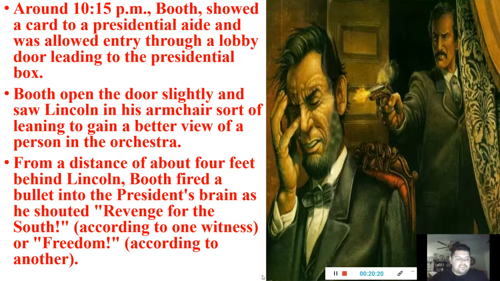Now, here's the thing. A lot of students ask me, where was the Secret Service? The Secret Service was around at that time, but their job was not to protect the president. It was to catch counterfeiters, people who make fake money. That's still primarily their job today, but they also protect the president.